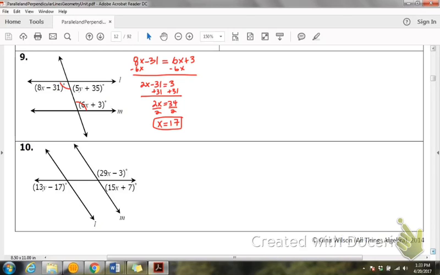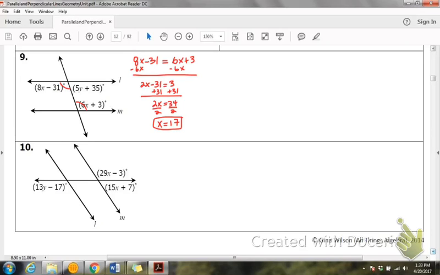Is that what you got? 17. Okay, we're getting x to be 17. Any idea how we're going to find out what y is, Katie? You gotta plug x back into the... Okay, we're going to plug x back into which one?